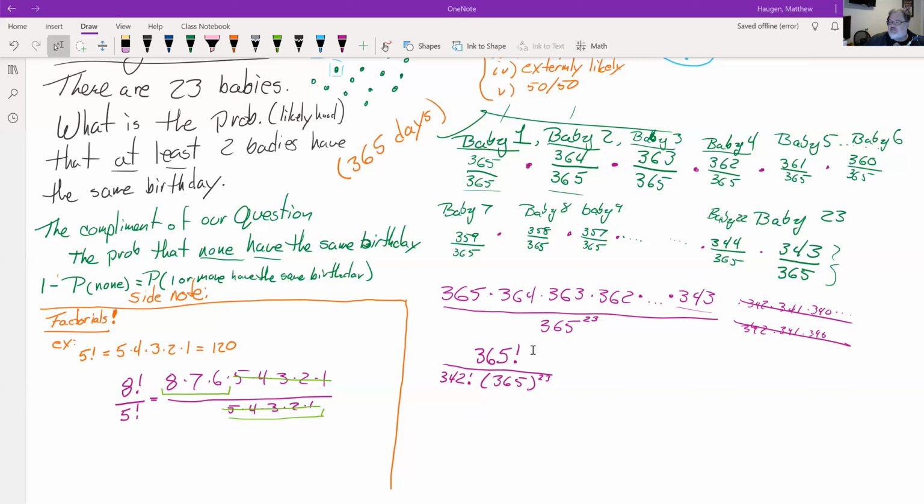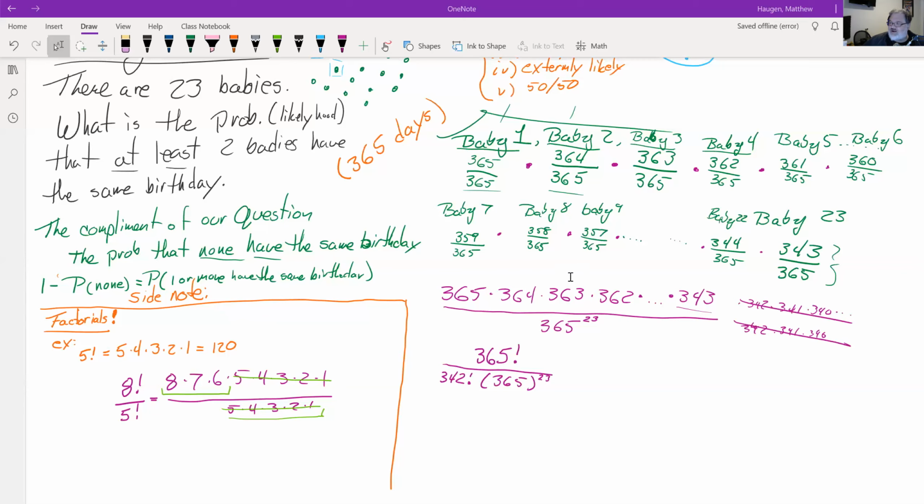But that's okay, because we're going to make it smaller when we divide, because we're going to divide out 342 of those things it's trying to multiply together. So divide by, I do want parentheses down here, because we have to divide by this whole thing. So we're going to divide by the 342 factorial, but that's got to be multiplied by the 365 raised to the 23rd power.